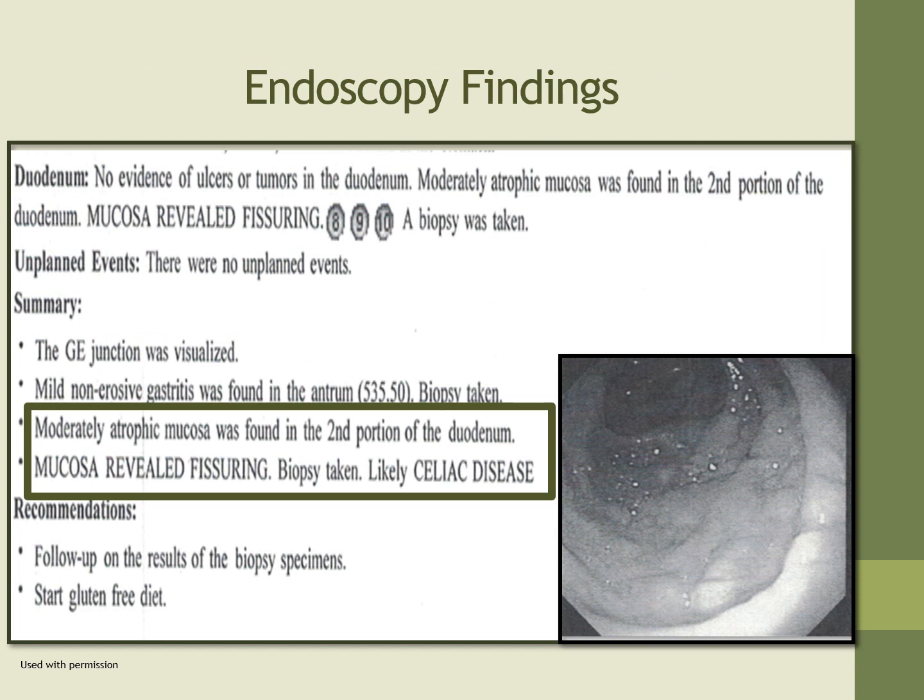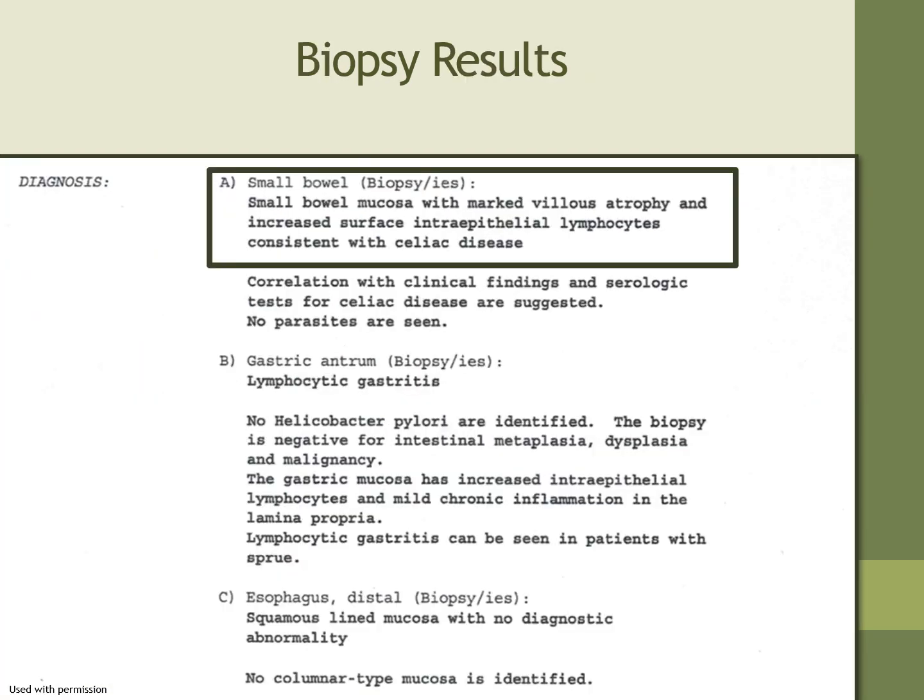As discussed earlier, the gold standard of diagnosis of celiac disease is confirmation of serologic findings with endoscopy. During endoscopy, gastroenterologists noted atrophic intestinal mucosa and fissuring, seen on the picture here. Findings indicated possible celiac disease. Biopsies were taken, patient was started on gluten-free diet, and advised to follow up biopsy results. Biopsy results indicate marked villus atrophy and increased intraepithelial lymphocytes, consistent with celiac disease.